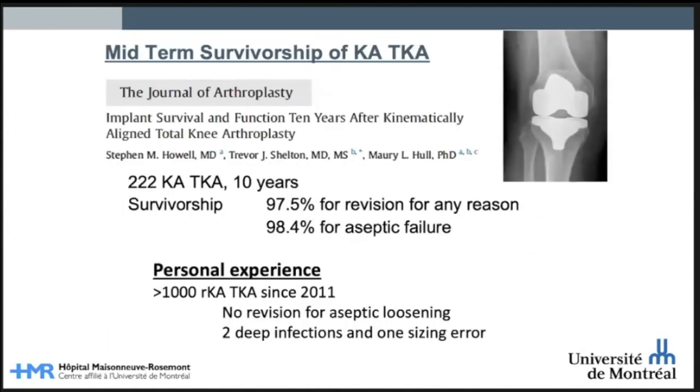So if we can improve our patients' clinical result, we must make sure that the long-term survivorship of the implant is adequate. The first series achieving 10 years, published by Stephen Howell, the pioneer of kinematic alignment, showed that he achieved 97.5% survivorship with revision for any reason in 222 KA total knees, which is a great result. And in my experience, with more than 1,000 knees done since 2011, I had no revision for aseptic loosening yet. I had 2 deep infections and 1 sizing error.